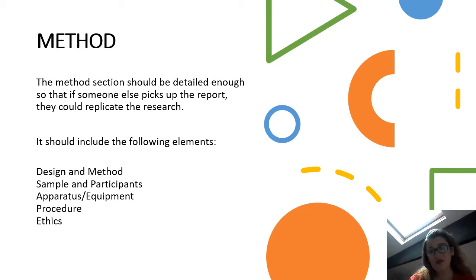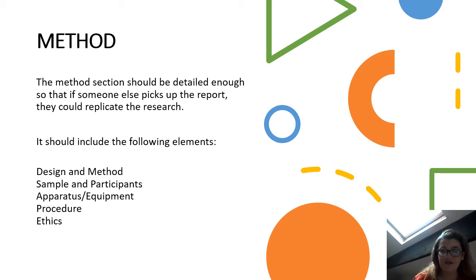You've also got to include your participants and how you got those participants as well. So the sampling technique used, who the participants were, gender if relevant, ethnicity if relevant, etc. That has got to be included, because if somebody else wants to repeat your research, they need to know who the sample is. The last bit is your apparatus or equipment or materials, as it's known as.